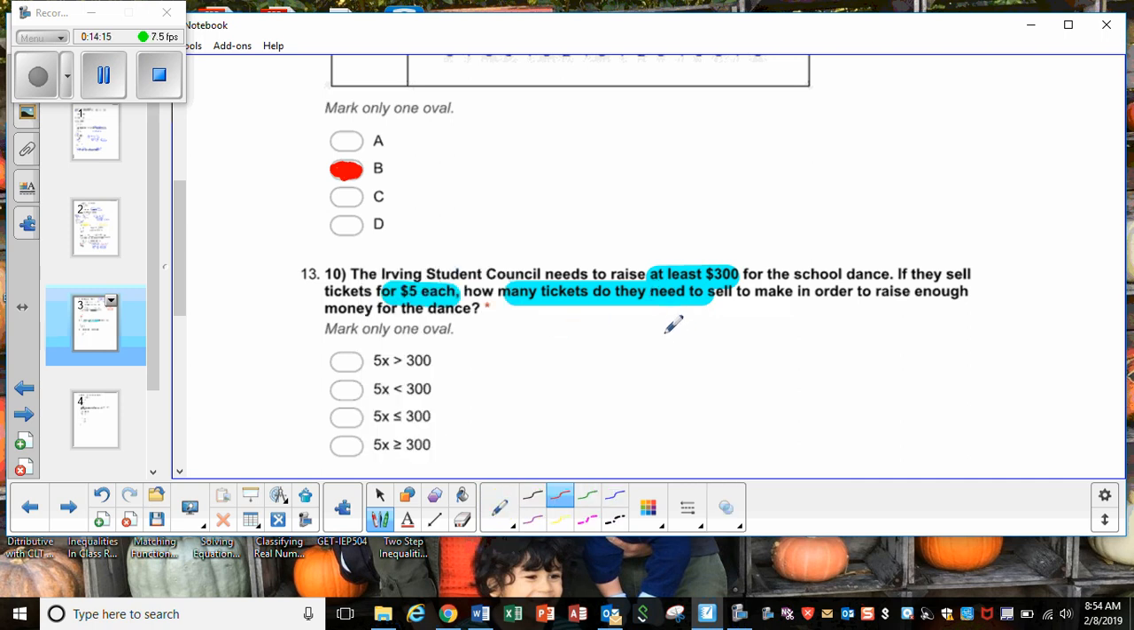At least 300, again, is 300 or more. That's something you definitely want to remember for the test. So 300 or more. So if the tickets are $5 each, that keyword each signals that we are using multiplication. So $5 per ticket. We don't know how many tickets they're going to sell. We're trying to figure that out so that they can make at least 300. So 300 or more. So the correct answer is this last option here.